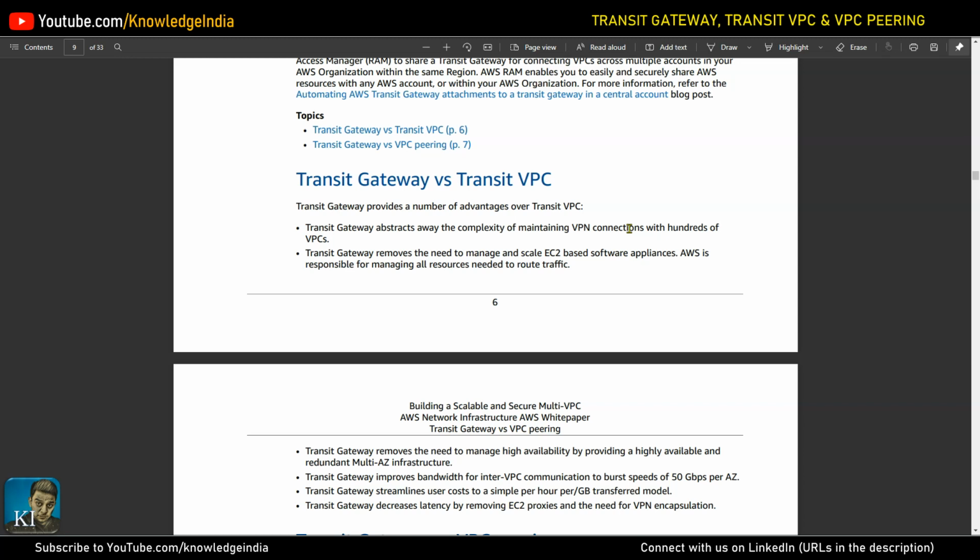Transit Gateway removes the need to manage and scale EC2 based software appliances. AWS is responsible for managing all resources needed to route the traffic. So in case of Transit VPC, we discussed that you have EC2 instances on which some Cisco software is running. So of course, it becomes your responsibility to go ahead and monitor those EC2 instances and scale those instances as required. You don't have to do anything of that sort in case of Transit Gateway.